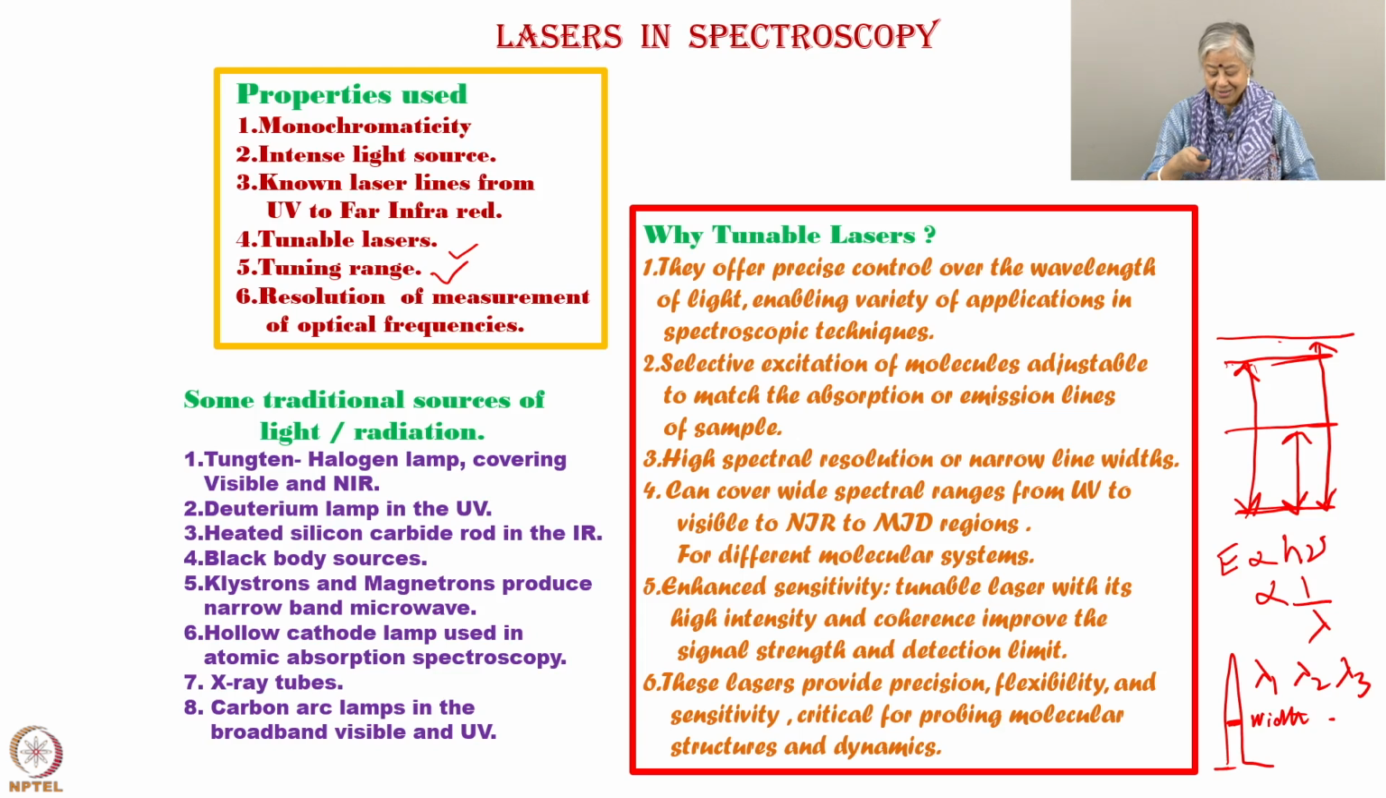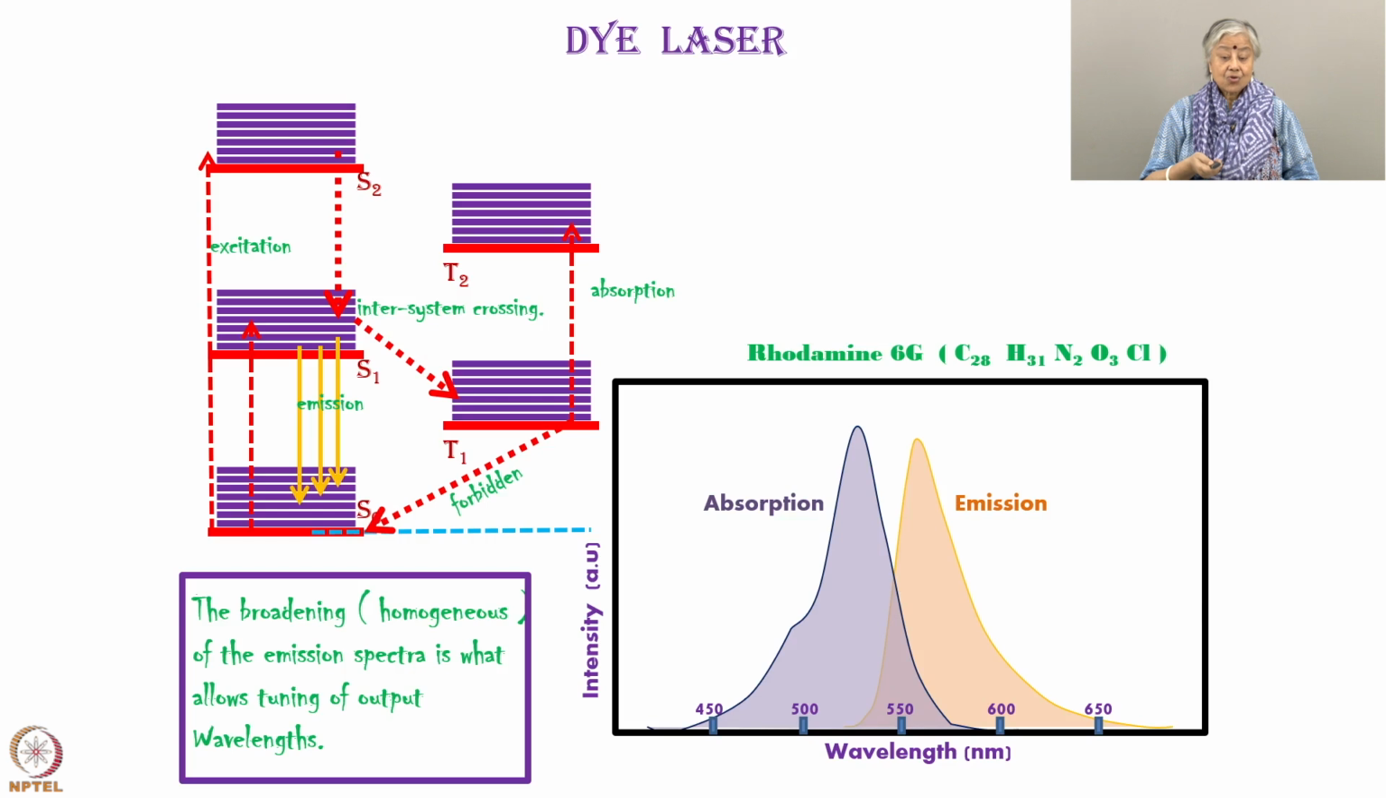Okay. Now, let us see what kind of lasers are used. There are many kinds of lasers available nowadays, with different wavelengths. But the best example is the dye laser, which can be tuned fully in the visible range. It's got a very wide spectral range in the visible region.